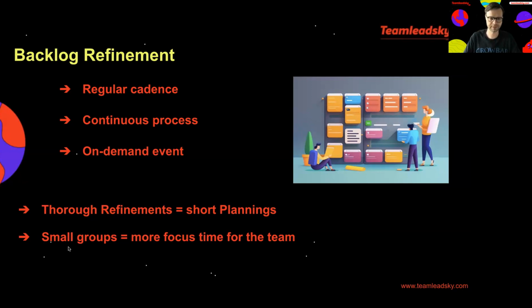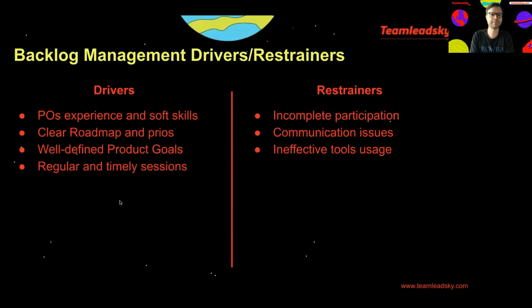Okay, so let's talk about some drivers and restrainers for efficient backlog management, to sum up this quick recap. Talking about the drivers, of course, I would say that the product owner's experience and soft skills play a huge role in the success of refinement. The product owner is the person who owns the refinement process.